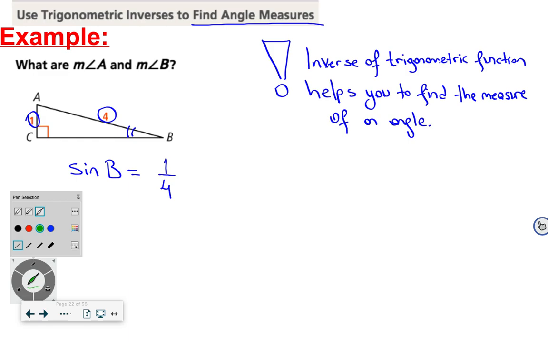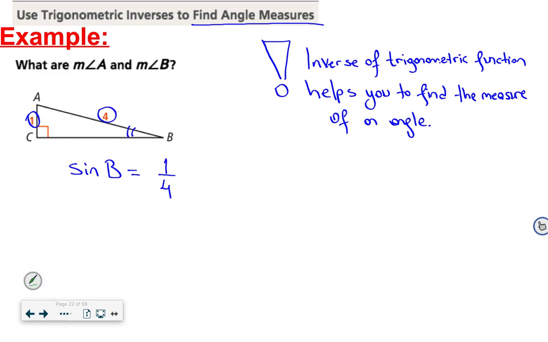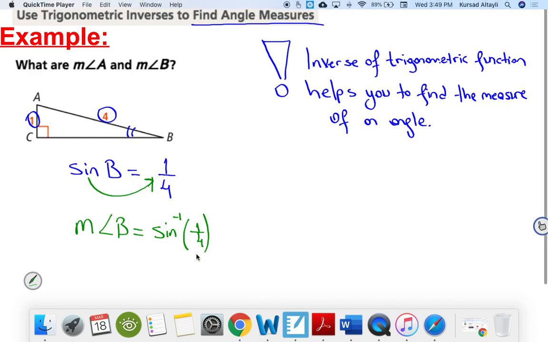Now we are going to use the inverse of a trigonometric function. Inverse of trigonometric function means you are going to get the sine function to the other side as an inverse of the sine function, which means that measure of angle B is going to be equal to sine to the power -1, which means the inverse of sine function of 1/4. To be able to find the measure of the angle, you need to use a TI calculator. And also I'm going to teach you how to use the TI calculator. Sine inverse 1/4 is an angle.